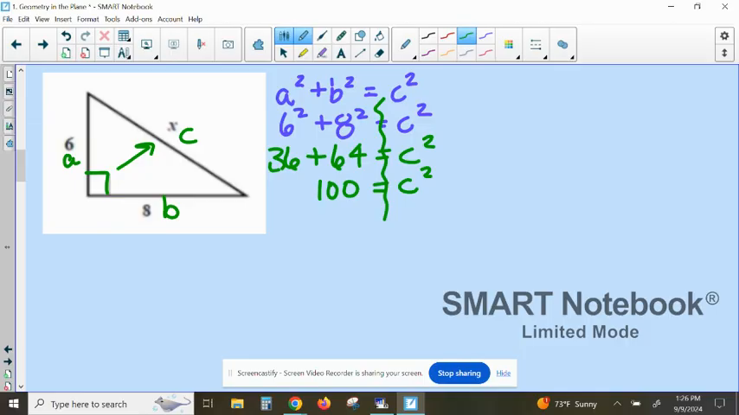We don't divide. Who remembers how do you get rid of a squared? You square root. So we have to take the square root of both sides. Remember, to undo a square, you square root. To undo a square root, you square. How do we put this in our calculator? Pick up your calculator. Make sure you know how to do this on these calculators.